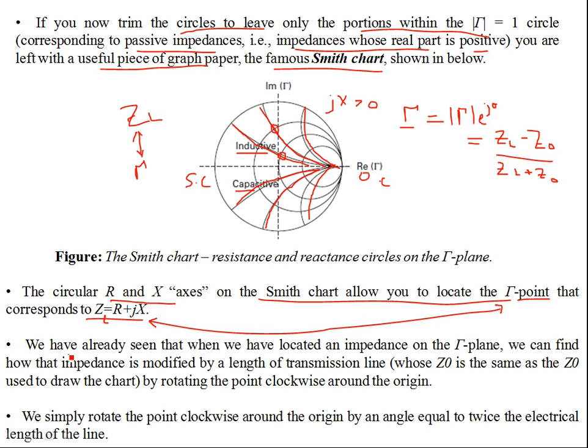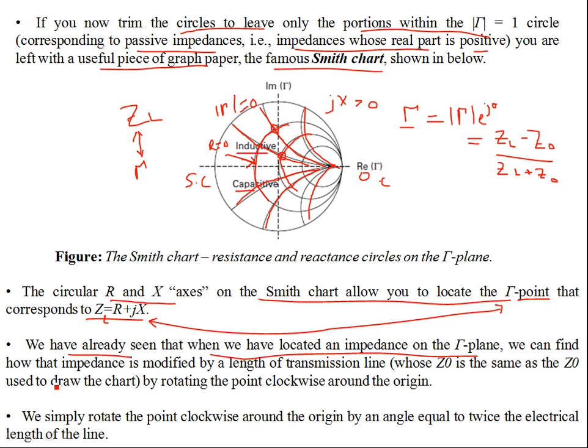We have seen already that when we locate an impedance on the gamma plane, it is the intersection of the constant resistance circles, the maximum being equal to 1. This circle is gamma equal to 1, which implies r equal to 0. Otherwise, for non-zero r, you look down inside those circles.